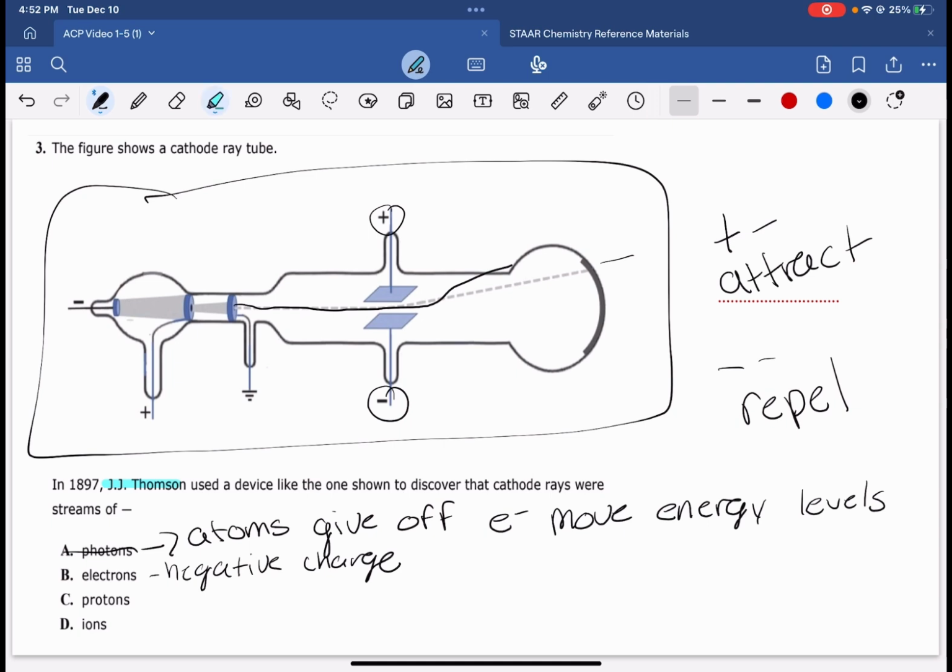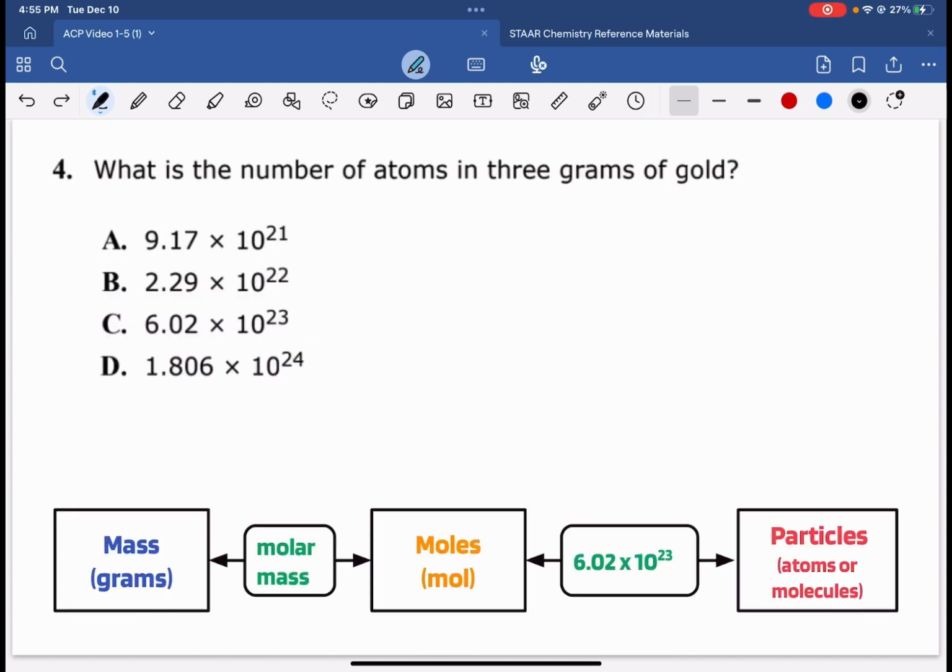So we're going to highlight B because that could possibly be a correct option. It's not going to be protons because protons have a positive charge, and we know that because this is going towards the positive plate, it has to have an opposite charge because opposites attract. And then ions are positive and negative atoms. So we have cations, which are positive, and then anions, which are negative. So the only answer choice we have here is B.